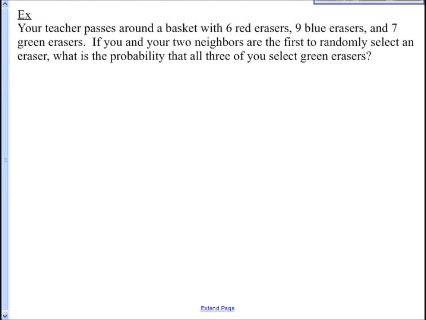Here's another one. Your teacher passes around a basket with 6 erasers, 9 blue, 6 red. So again, kind of like the marbles: 6 red, 9 blue, and 7 green.